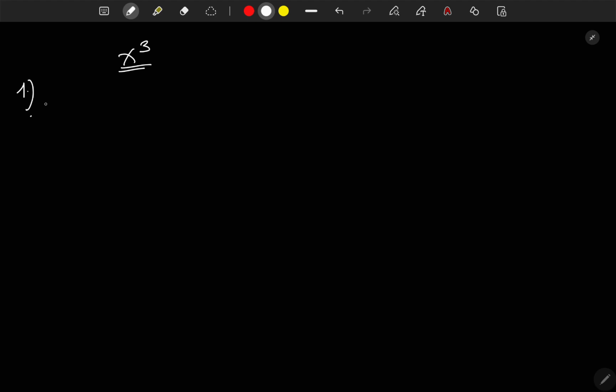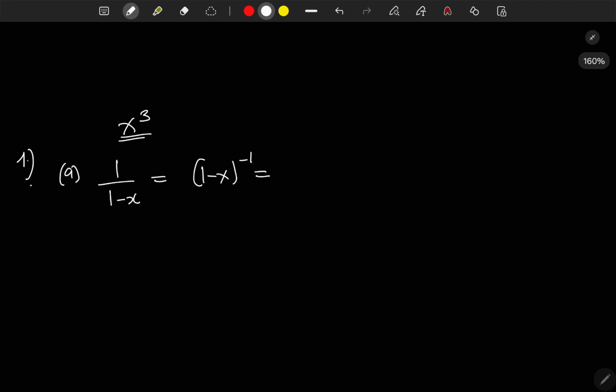So this is question 1. For A, we need to expand this up to term number x to the power 3 in the ascending powers of x. So we rewrite this as 1 minus x to the power negative 1. And by now you know the binomial theorem, right? I'm going to write it on top here.